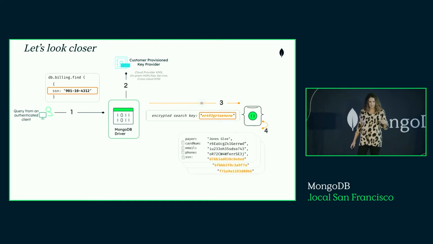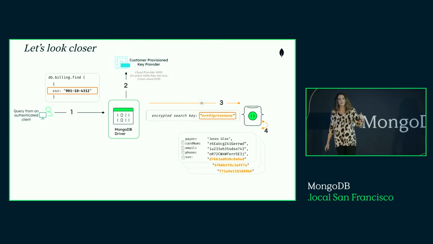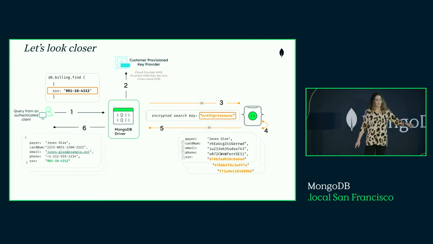That server processes that data. It finds, again, just those matching documents. You can see by the orange values that these are randomly encrypted. This is not deterministic encryption where the ciphertext is the same every time. It actually has different ciphertext. It returns that back to the MongoDB driver, which does the decryption and returns that data to the application itself.